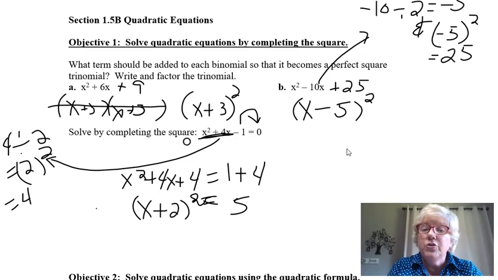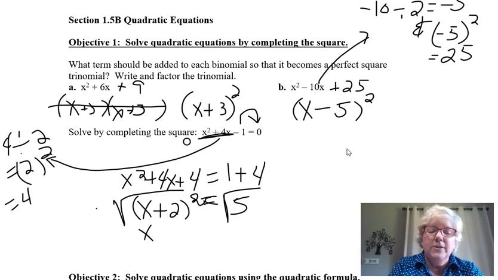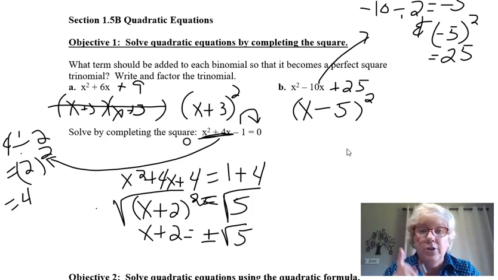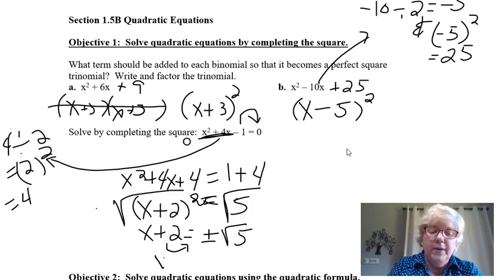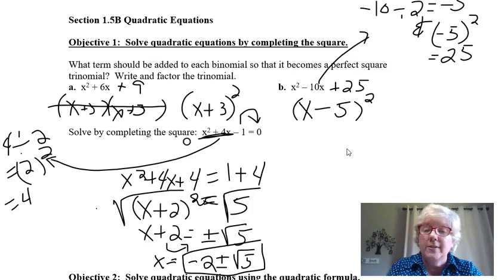Now I can use the square root method. So I take the square root of both sides. So that would be x plus 2 is equal to plus or minus square root 5. Don't forget, you need that plus or minus when you take the square root. Last step is to move the 2 over. So x is equal to negative 2 plus or minus square root 5. And that does represent the two answers of this quadratic equation.